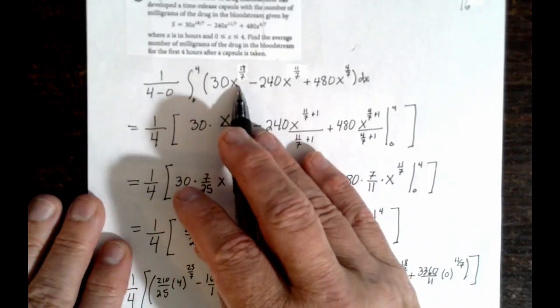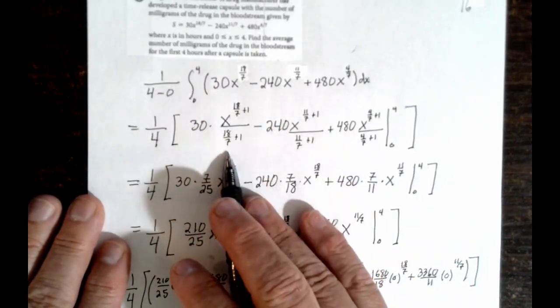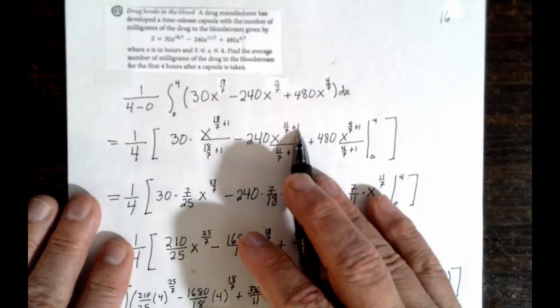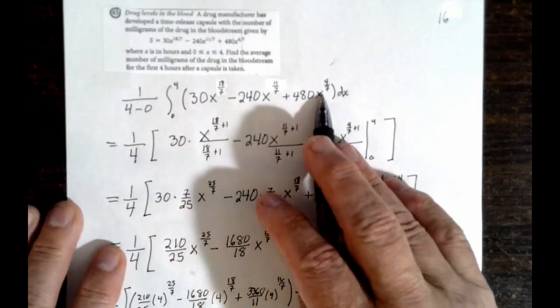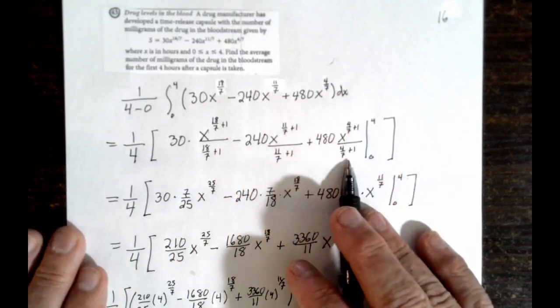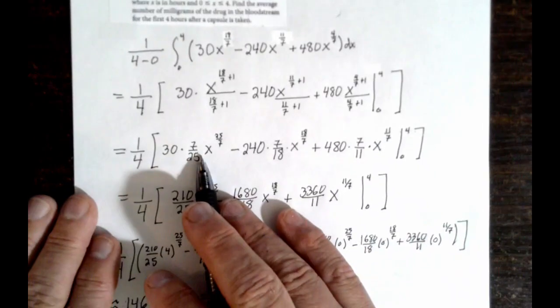It's just you add 1 to the exponent and divide by that new number. Add 1 to the exponent and divide by that new number. And the numbers are kind of complicated.